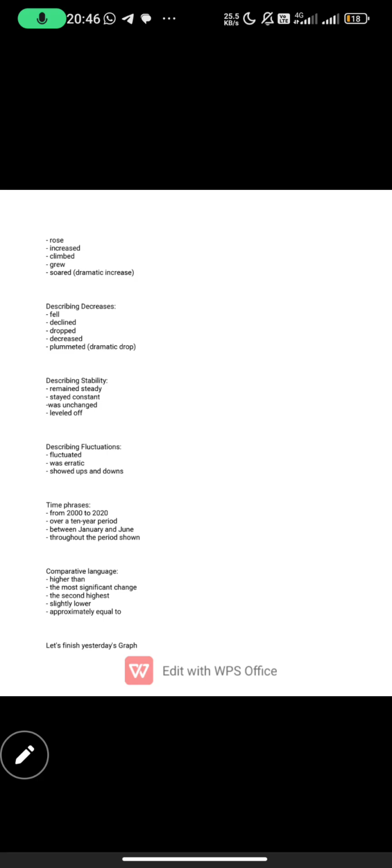For decrease: fell, declined, dropped, decreased, then plummeted. You can use any of this. Dramatic drop is plummeted. You can use any of this, okay? Now, if you're describing stability, something was stable throughout a period, then you can say remained steady, maybe slightly stable, just moved maybe 1% above, then back to the normal ground, and then below, remained steady, or remained slightly steady, stayed constant, was unchanged, and then leveled off. You can use any of this.